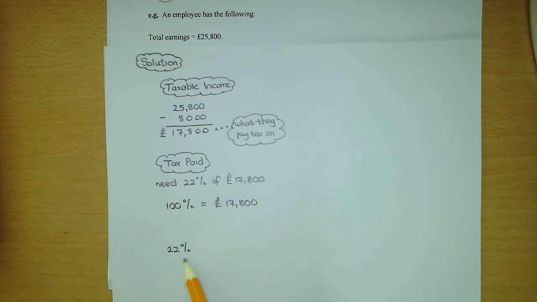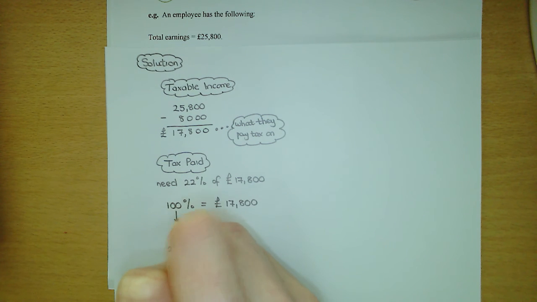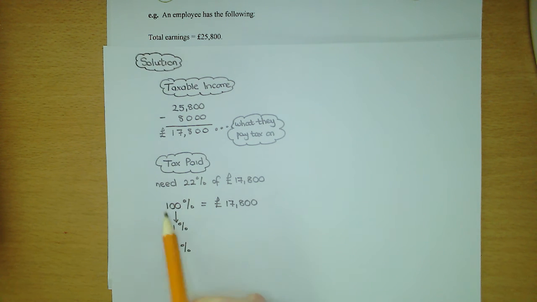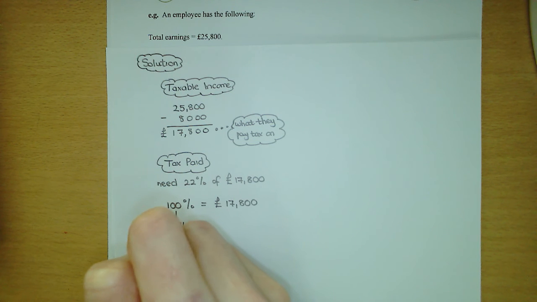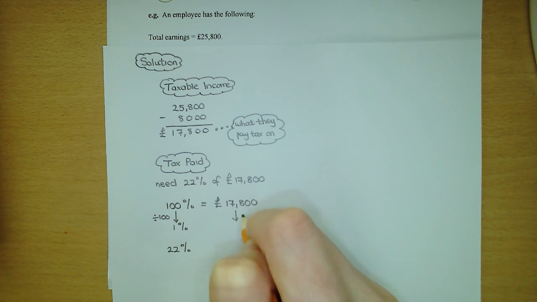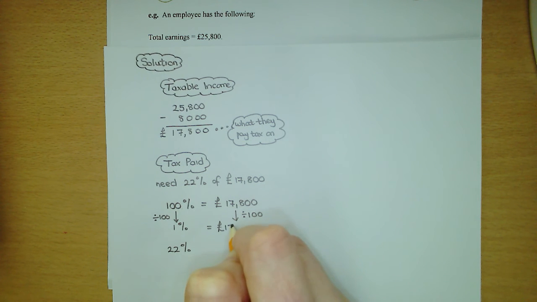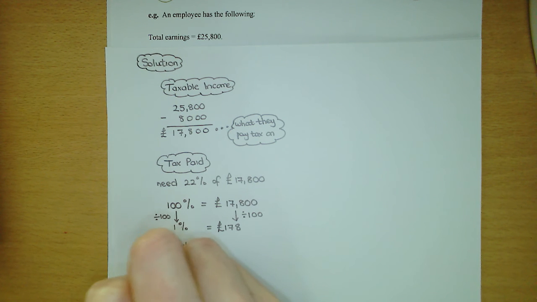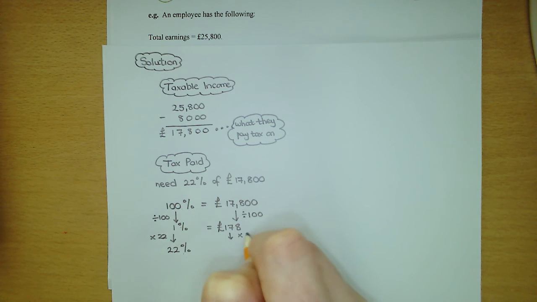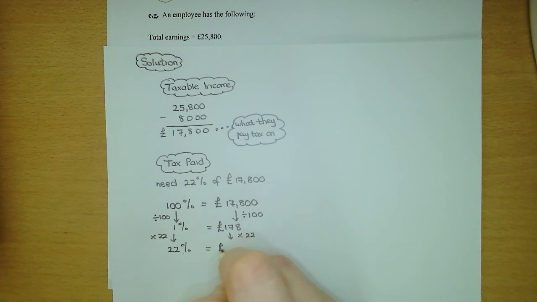So to get from 100% to 22%, we need to go to 1% first. And we do that by dividing both sides by 100. So 1% is going to give us £178. To get from 1% to 22%, we then have to multiply both sides by 22. So again, 178 multiplied by 22 is going to give us £3,916. So we've now worked out how much tax this person has to pay.